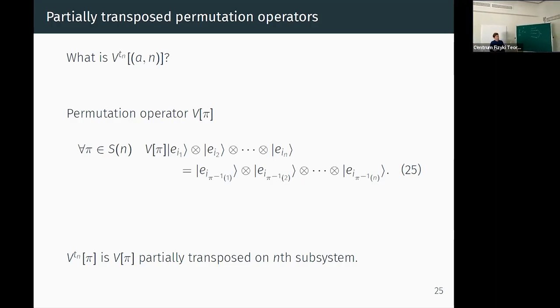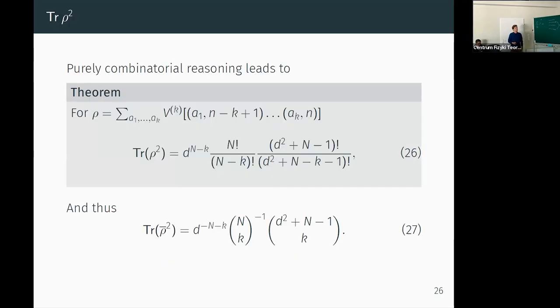The partially transposed permutation operator, denoted in that way, is transposed on the n-th subsystem. So we've got some matrix operator V, and we transpose it on the last subsystem. So we know that partial transposition does not change the trace, and we know some combinatoric relations between traces of permutation operators and their cycle structure.